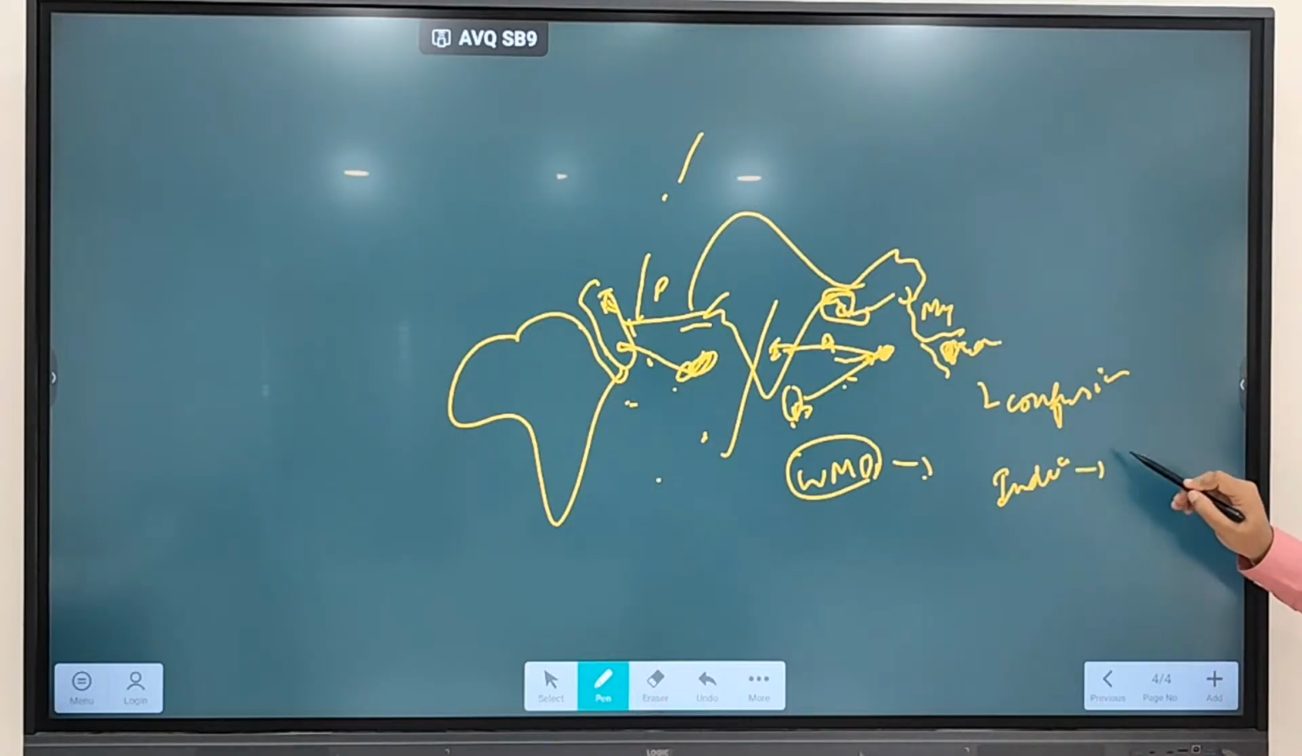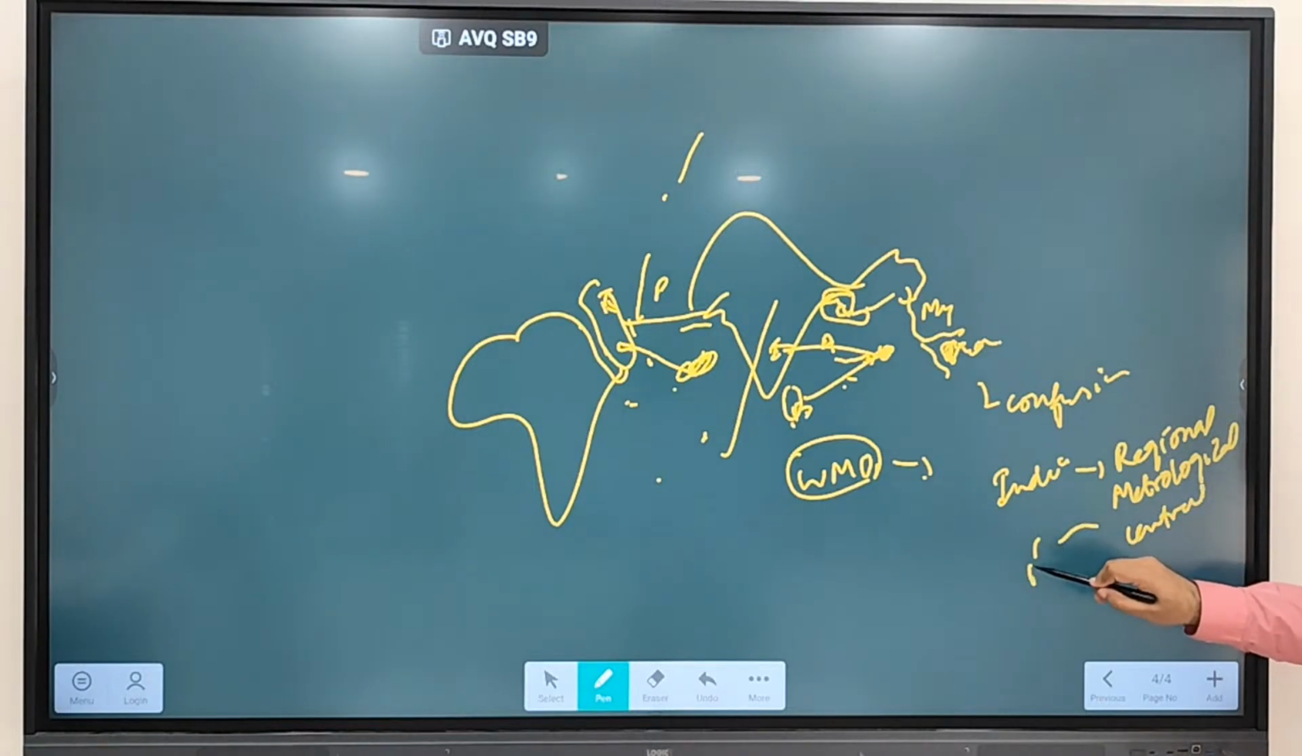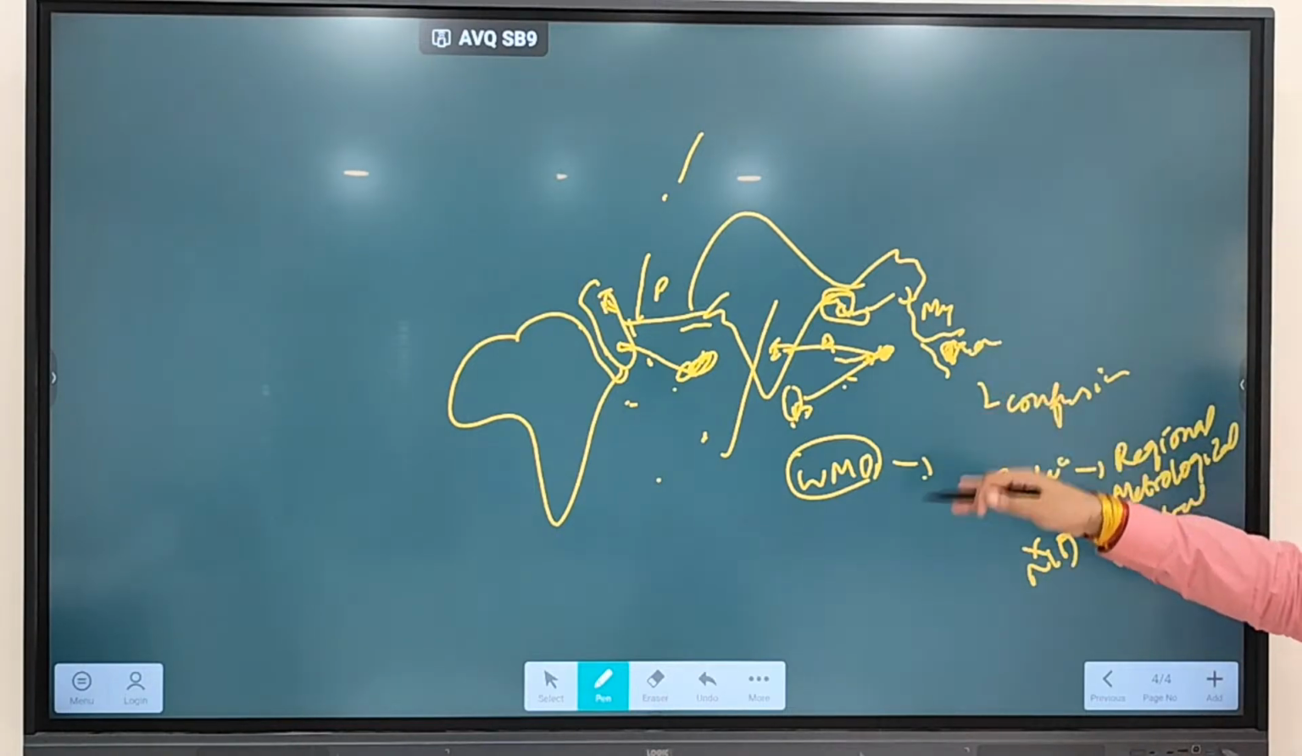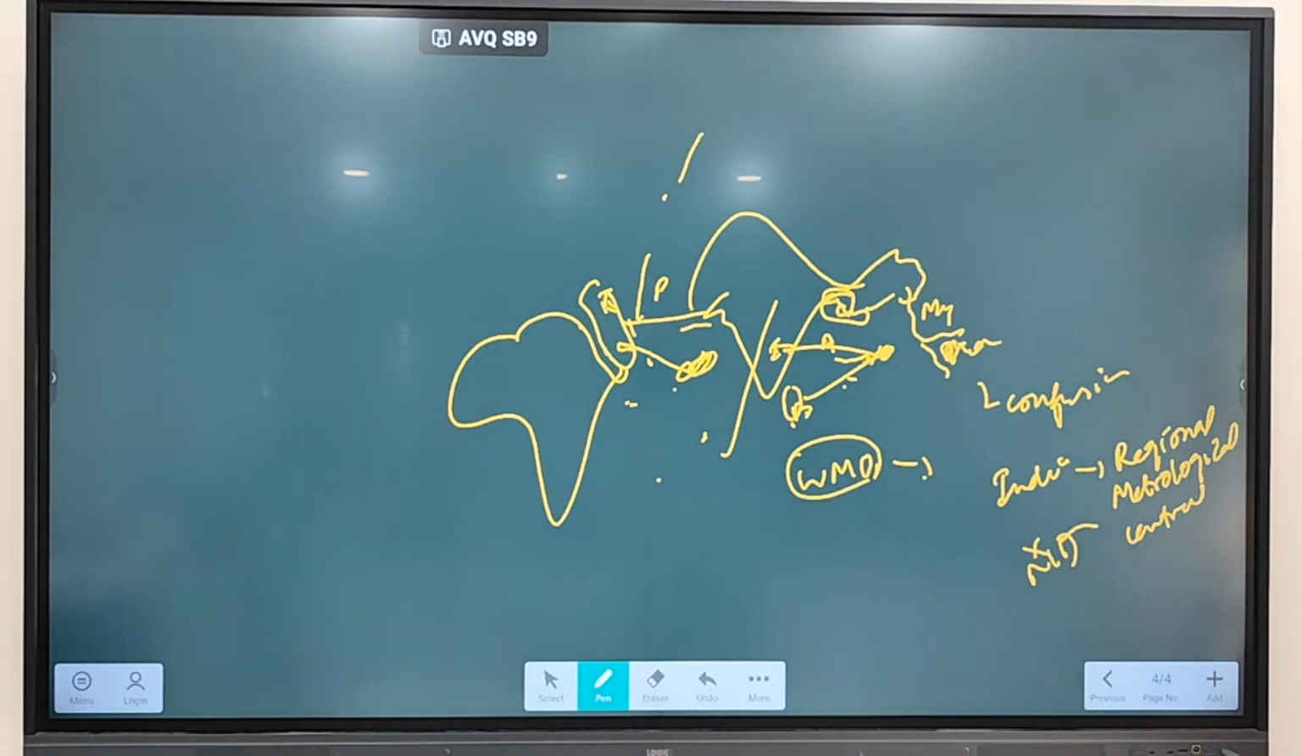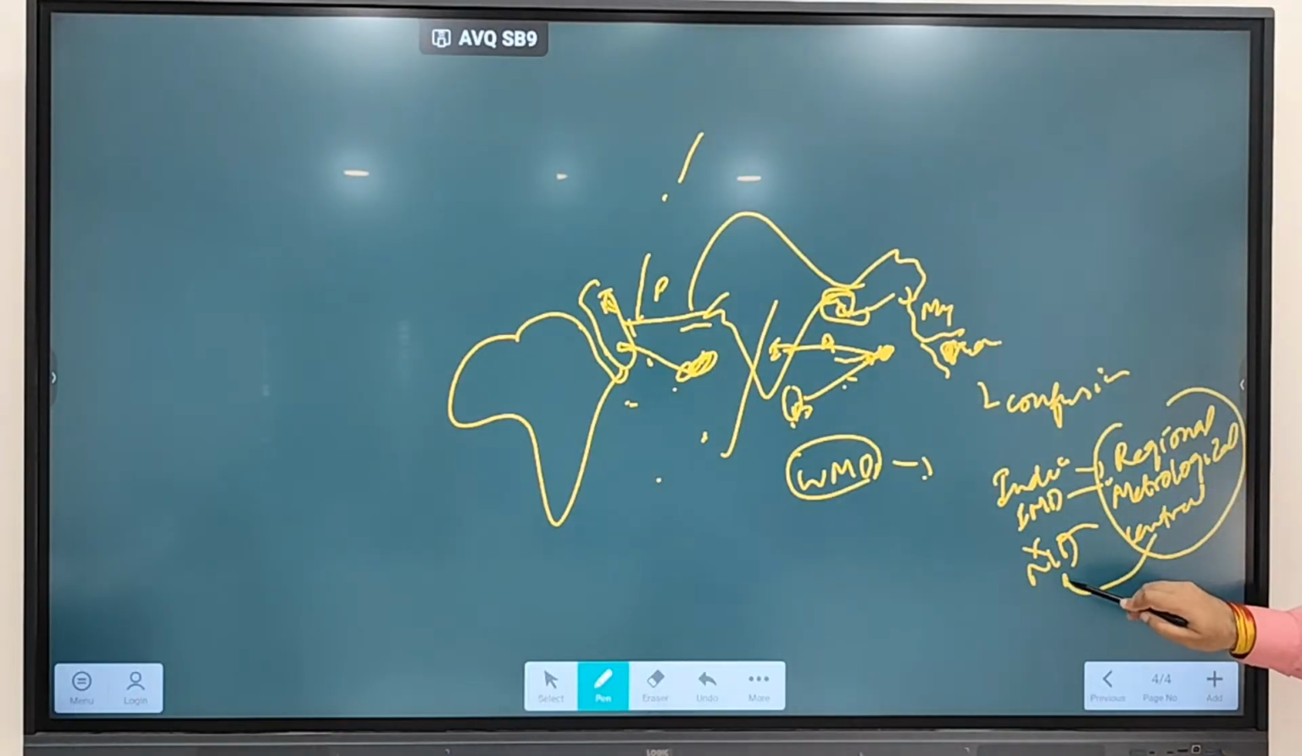So basically a regional meteorological center has been created in New Delhi, which is responsible for naming cyclones originating in the Indian Ocean region. Clear? So the Indian Meteorological Department, IMD, has set up a regional meteorological center in New Delhi, which is responsible for naming of the cyclones in the Indian Ocean region. Clear? How are these being named?